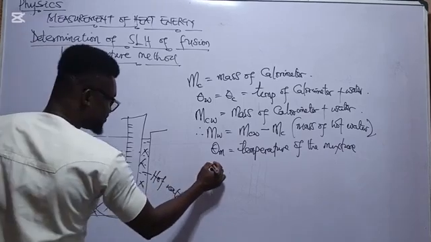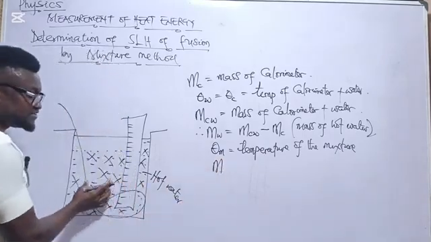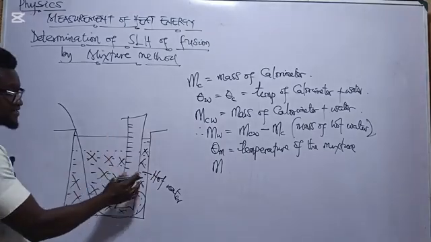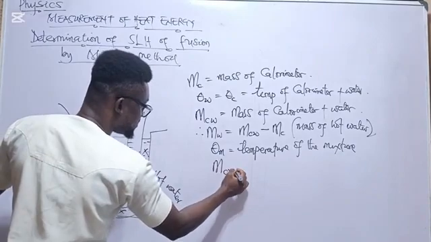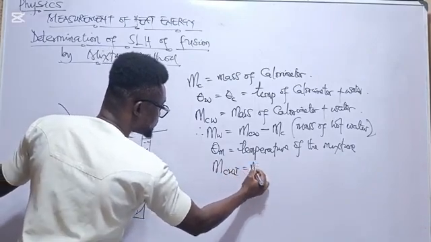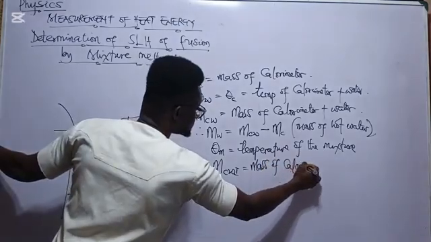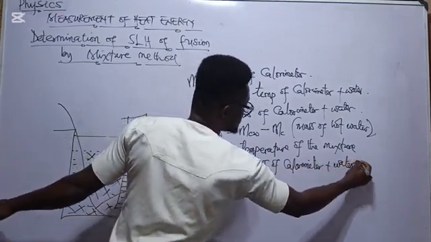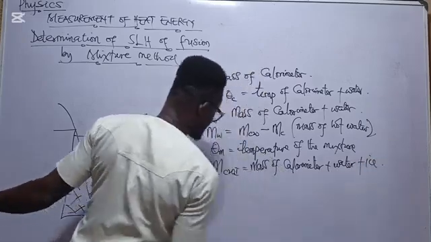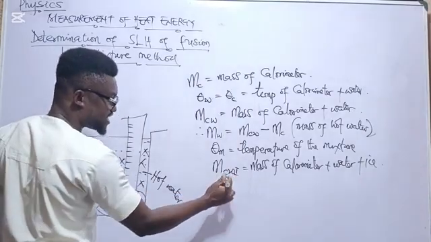So the mass of the mixture in this very case, that's the mass of the whole of the substance, will now be mass of calorimeter, water, and what? Ice. So mass of calorimeter, water, and the ice. So with this, we can now do calculation to get mass of the ice.